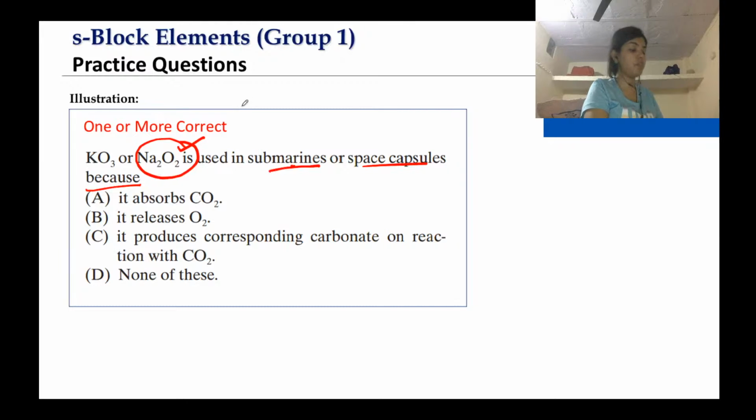This can also have one or more answers as correct. Why are they used in submarines or space capsules? Hint I have already given, that we have discussed in the first question, where it was written that compound B is used in submarines as an oxygenating agent. So here, KO3 and Na2O2, that is sodium peroxide, absorb CO2 and release oxygen. So basically their work is to provide oxygen in submarines or space capsules.